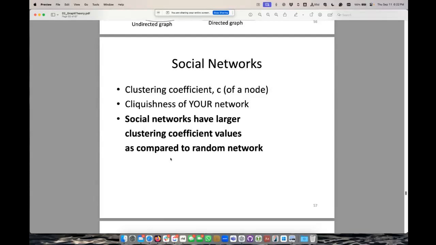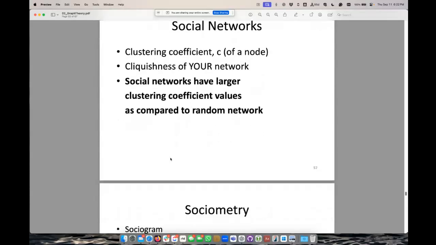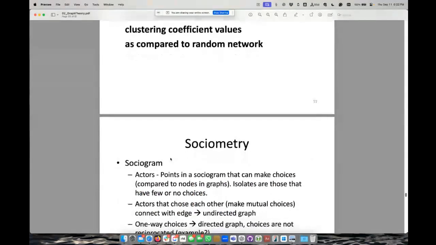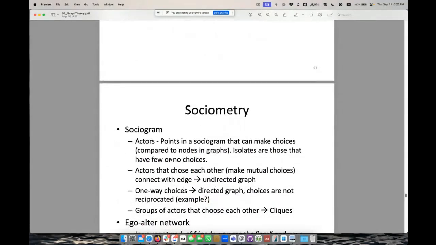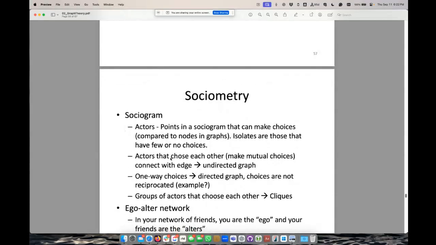And social networks have larger clustering coefficient values as compared to random networks, just because of the fact that we try to connect to people who we know or who we have shared connections with, as opposed to a random network where you're just randomly connecting with others. So that's why clustering coefficient values on average are higher in a social network than a random network.